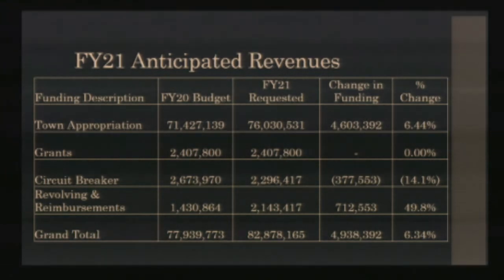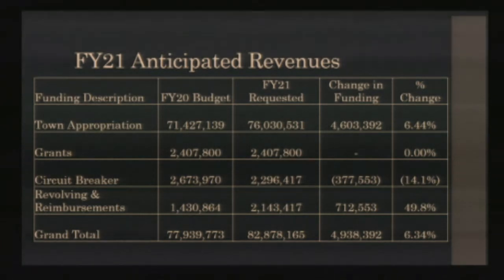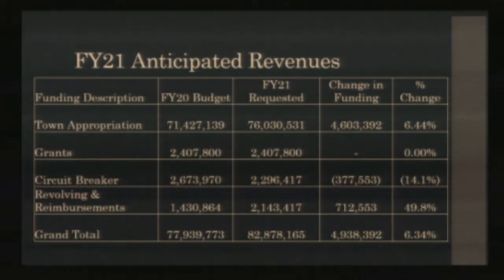And our total revolving and other reimbursements are actually increasing from $1.4 million to $2.1 million this year. Part of that is to try to remain committed to special education, to maintain our local maintenance of effort. We have a revolving fund that we use for tuitions that we collect for services that we provide for students that are not from Arlington. And we're going to use that towards special education to offset the loss in the circuit breaker.